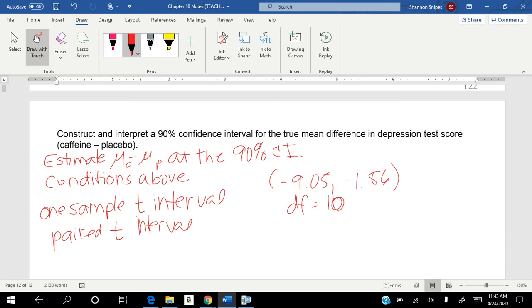So just real quick, notice that all of those numbers are negative. So the entire interval is below 0. So that will further support our decision to reject the null. That one of the plausible values at the 90% level is not 0. So that's supportive right there.